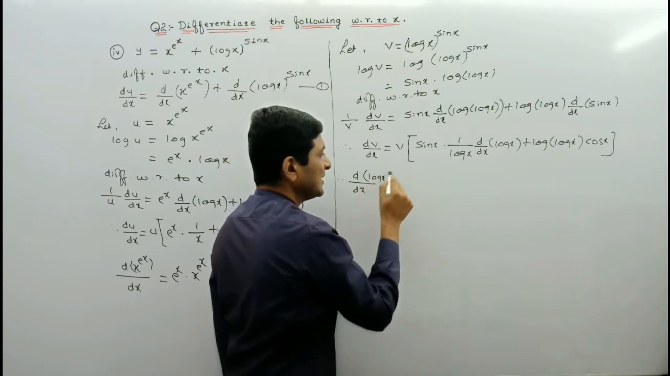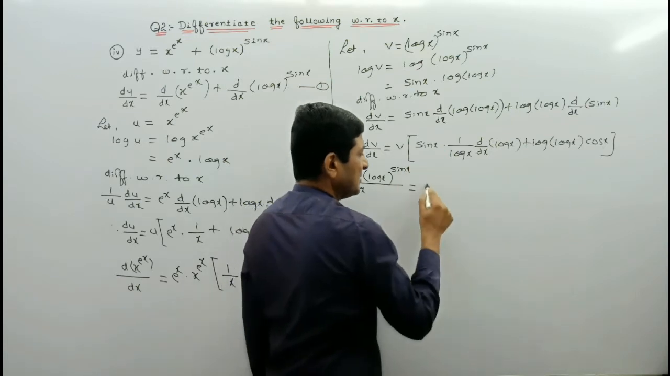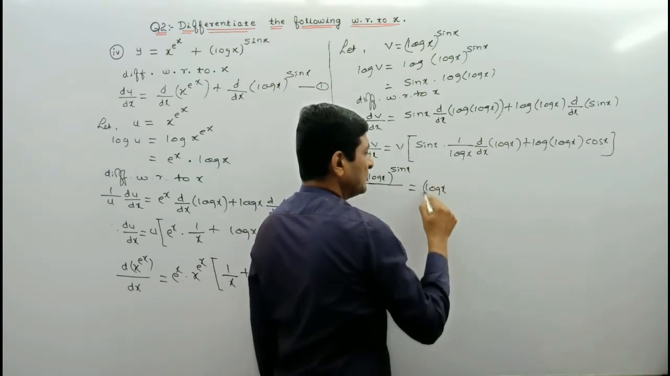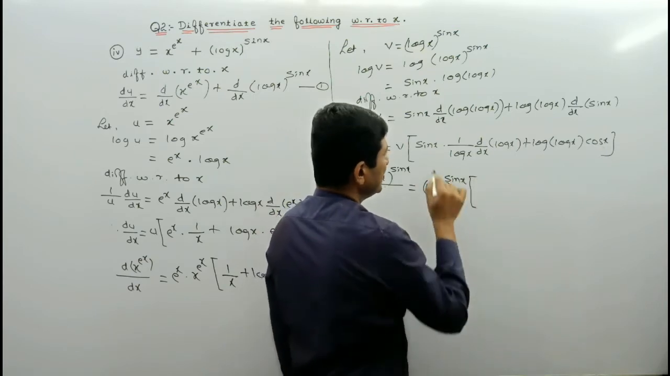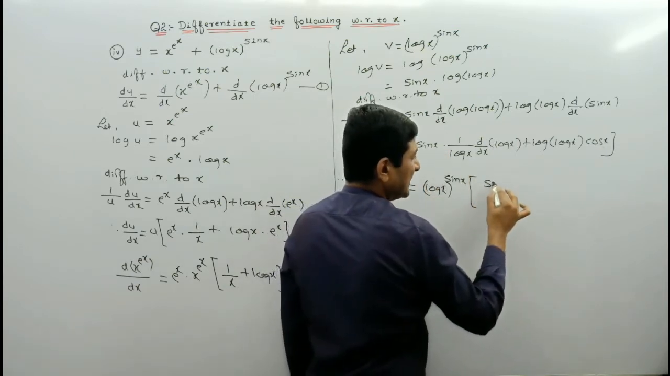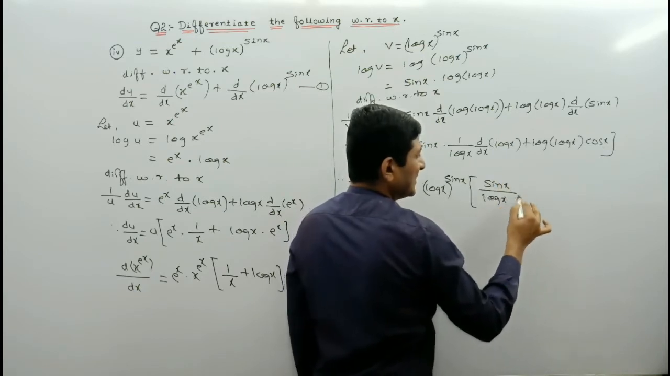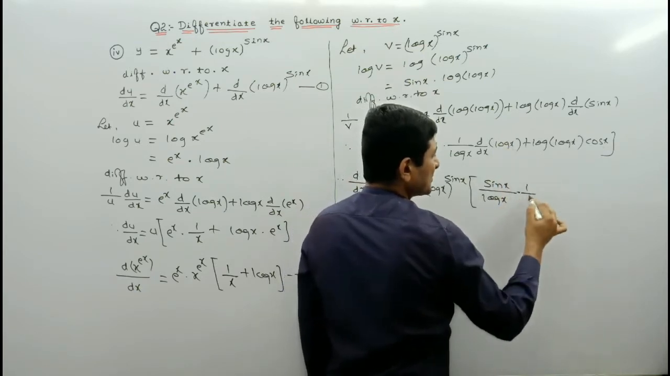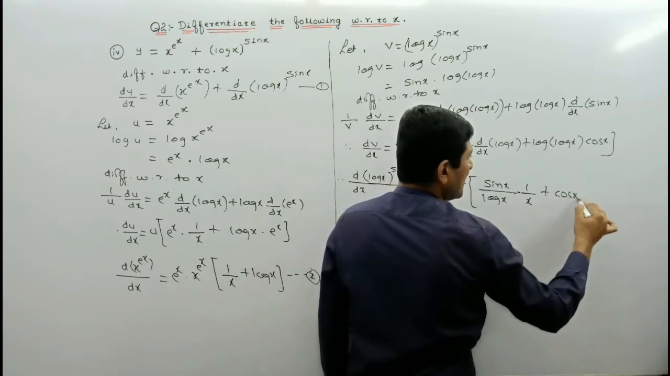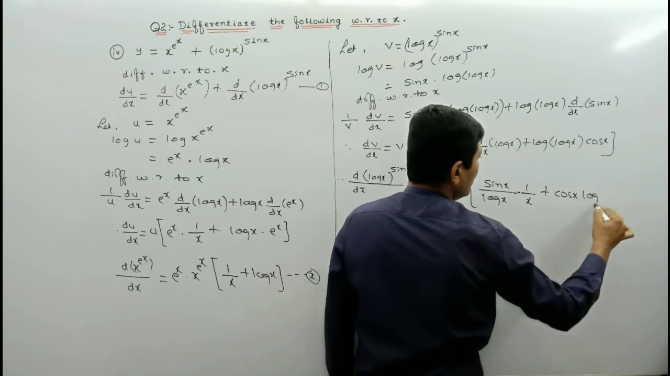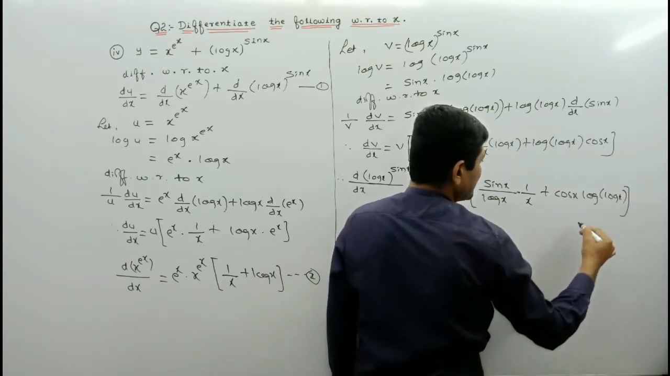So log x raised to power sin x, and on this side also v can be replaced by its value: log x raised to power sin x, and here sin x, keep it as it is, sin x divided by log x as it is into what is the derivative of log x? 1 by x, plus here cos x, first write down cos x and then write down log of log x. So which is nothing but the differentiation of the second term.